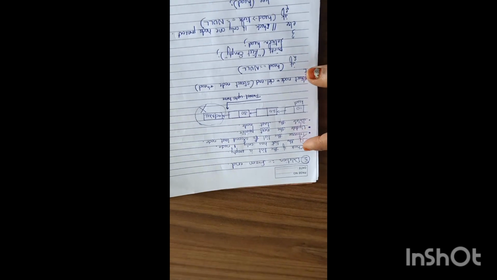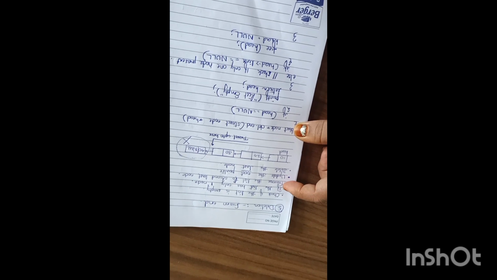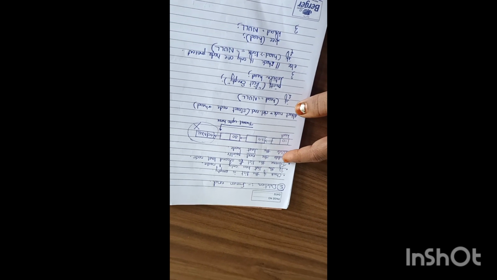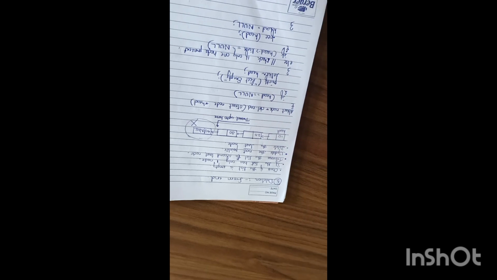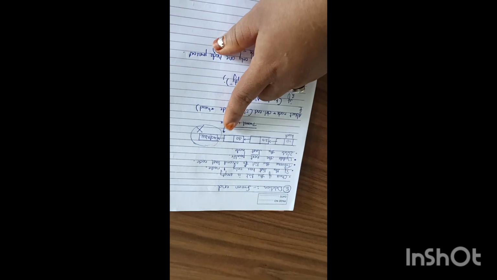So what I am doing here: check if the list is empty, because for deletion we have to do that. If the list has only one node, remove that one node. If not, then we have to travel the list to the second last node, we have to travel up to here.